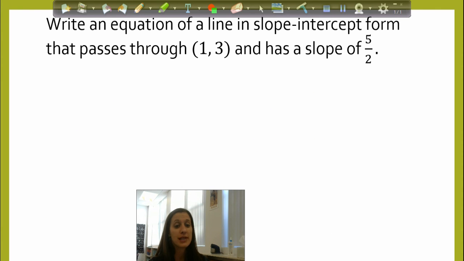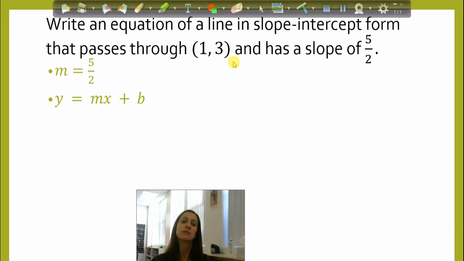We'll do one more example. Write an equation of a line in slope-intercept form that passes through (1, 3) and has a slope of 5/2. So slope is my m value. I'm going to take advantage of the point that was given to me. That's an x value and a y value, and I'm going to substitute them into y equals mx plus b. So now I just need to solve for b.